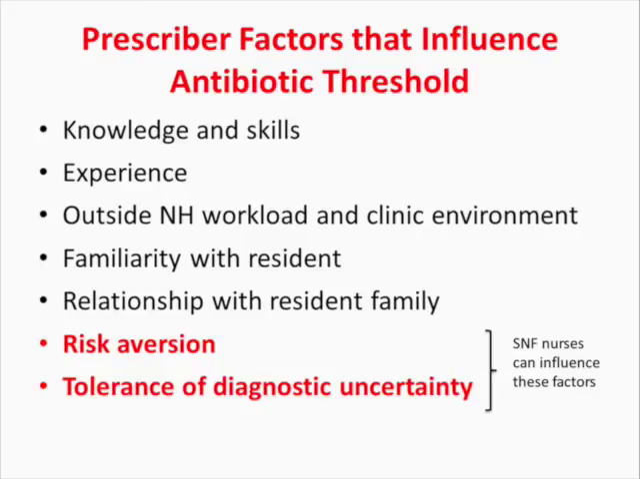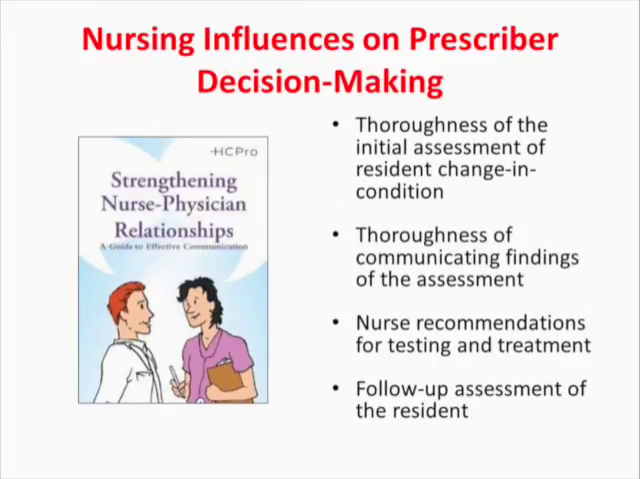But I would say the two biggest factors that contribute to that antibiotic prescribing threshold are the prescriber's intrinsic level of risk aversion, how much risk they are willing to tolerate, as well as how much tolerance they have for diagnostic uncertainty. And these are the two characteristics where I think nursing home staff can have an indirect influence on that prescribing threshold or decision to start antibiotics.